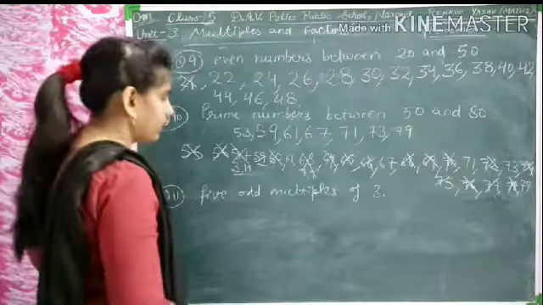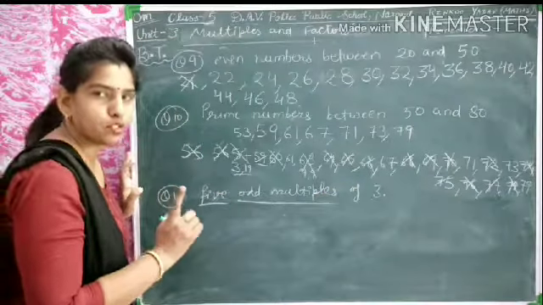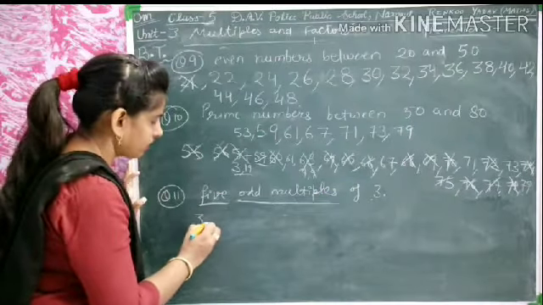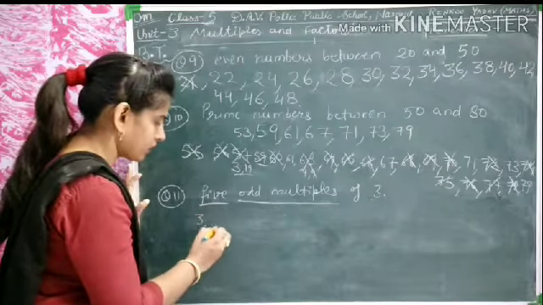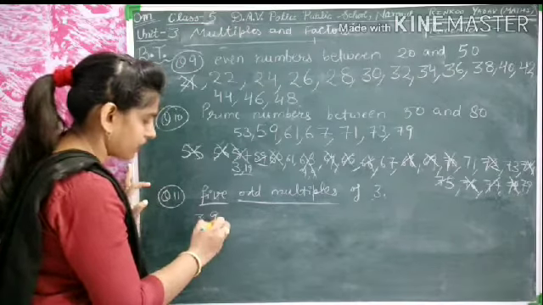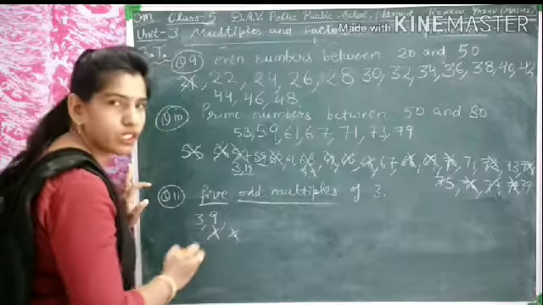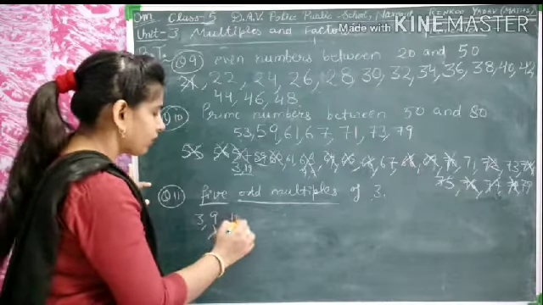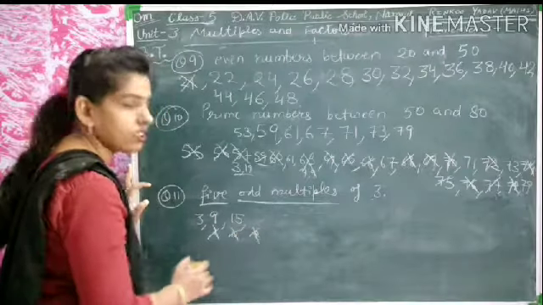In question 11, 5 odd multiples of 3. Odd multiples only. 3 ones are 3, odd. 3 twos are 6. Is 6 odd? No, it is an even number. 3 threes are 9. It is an odd number. 3 fours are 12. It is an even number. 3 fives are 15. 3 sixes are 18. It is not odd, it is an even number.